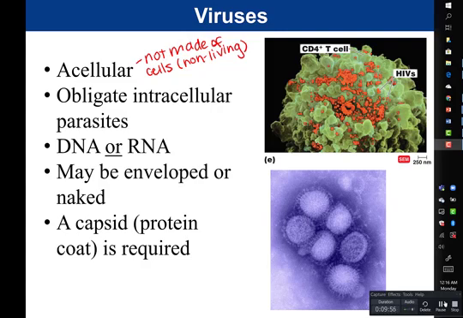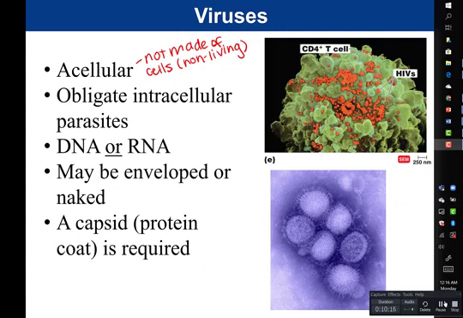In terms of DNA or RNA, notice it says or. So it's usually one or the other, but not both. Now, there have been examples of viruses that can have both, but it's extremely rare. That would be an exception to the rule.